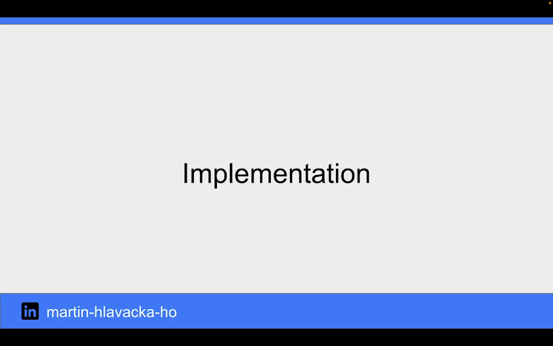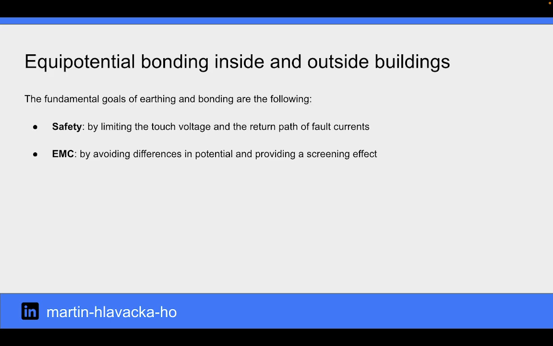Implementation. Equipotential bonding inside and outside buildings. The fundamental goals of earthing and bonding are the following: safety, by limiting the touch voltage and the return path of fault currents, and EMC, by avoiding differences in potential and providing a screening effect.